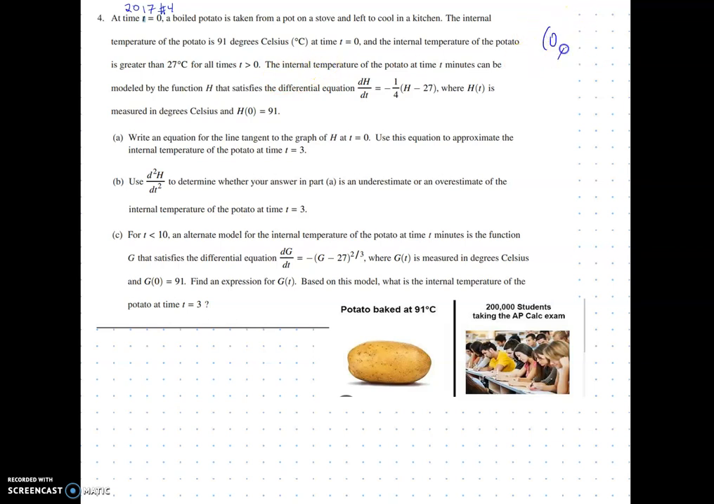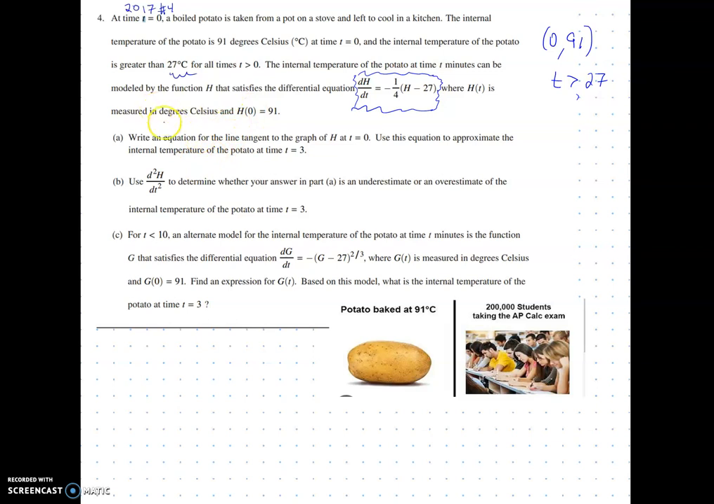Notice we have an initial value, and the internal temperature of the potato is greater than 27 degrees Celsius for all times t greater than 0. My guess there is that the room does not fall below 27 degrees Celsius. The internal temperature of the potato at time t minutes can be modeled by the function h that satisfies the differential equation dh/dt equals -1/4 (h minus 27). Oh boy, there's our differential equation. We're in business, where h of t is measured in degrees Celsius and h of 0 is equal to 91.